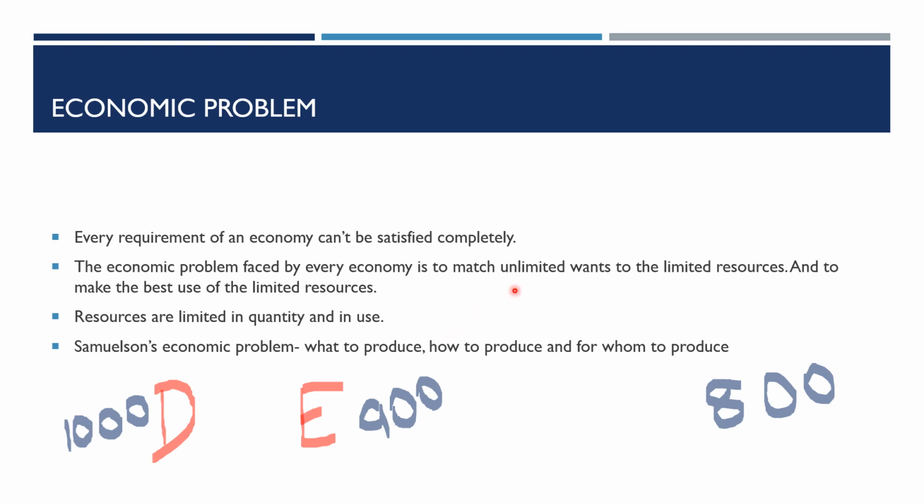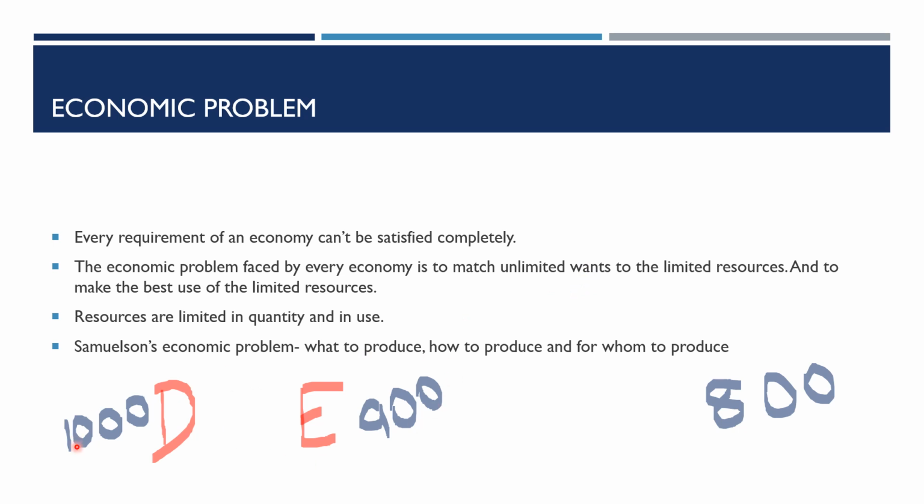This is called matching the unlimited wants. So these are our unlimited wants. Even if we buy 1,000 defense equipments today, one thing is for sure, that tomorrow better defense equipment will be produced. Then after that, even better defense equipment will be produced. Again, we want another 1,000, again another 2,000, 3,000. So the wants are unlimited.